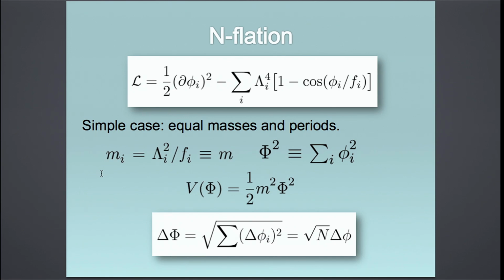And here's the whole proposal: the displacement of the collective field is the sum in quadrature of the displacements of the individual fields. It's the Pythagorean sum of the possible displacements of the φ_i. If you have N fields, then the Pythagorean sum of N equal displacements Δφ is √N times Δφ. What does that buy you? Well, if N is, let's say, 400 or something like that, and Δφ, little φ, is a half, then you can get a displacement of 10 M_Planck, which would be sufficient to drive large field inflation.